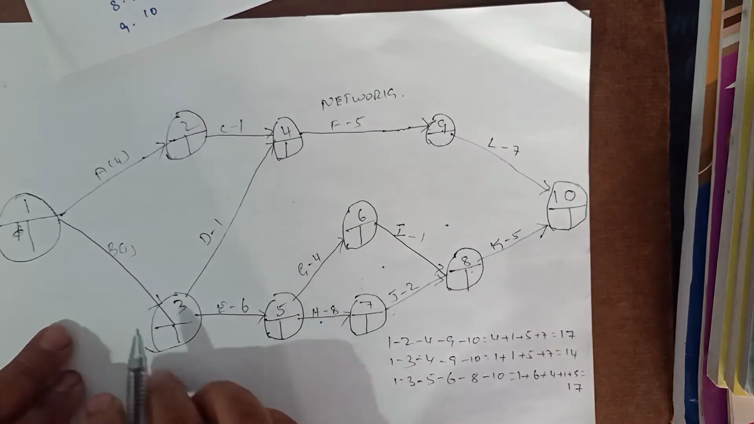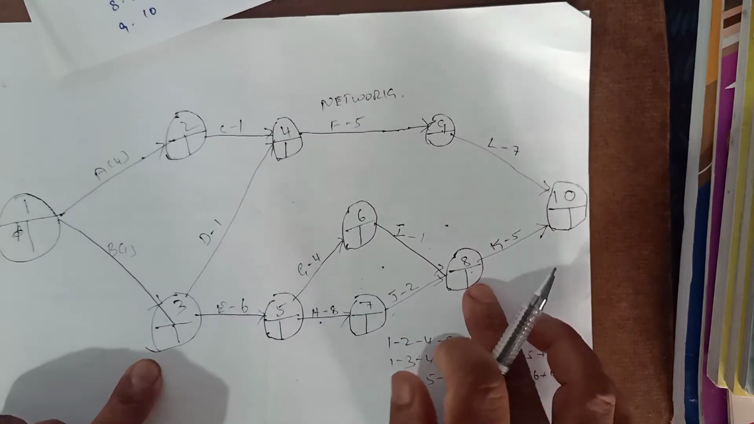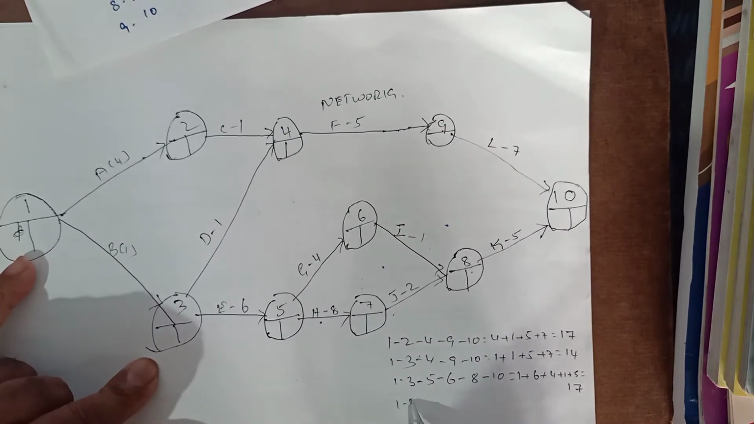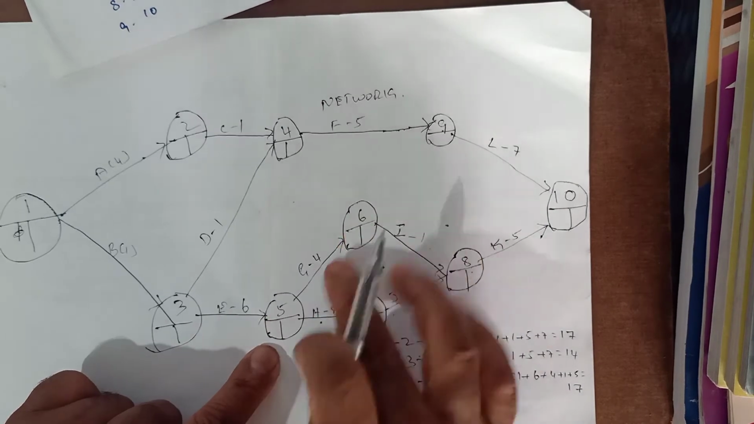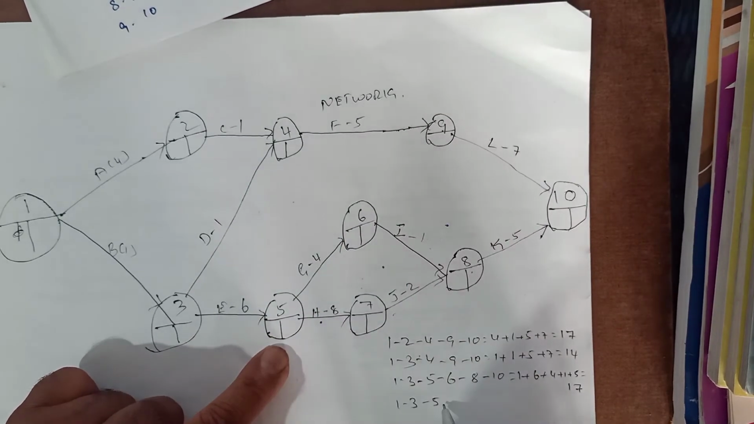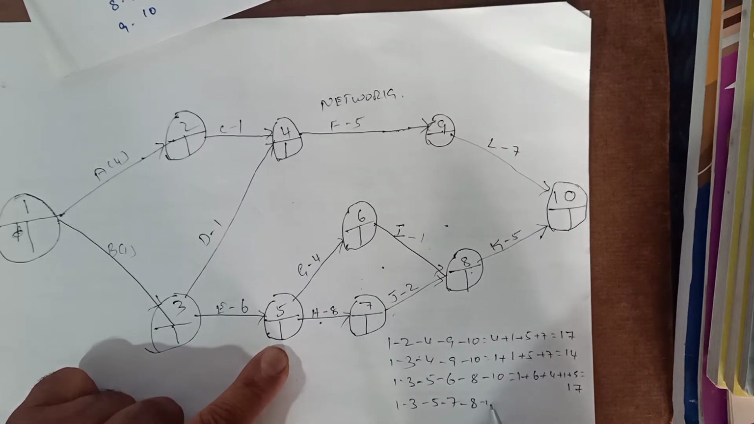We have one more route, that is 1, 3, 5, 7, 8, 10. So 1, 3, 5. So this route is over. You have to take this route: 5 to 7, 7 to 8, 8 to 10.